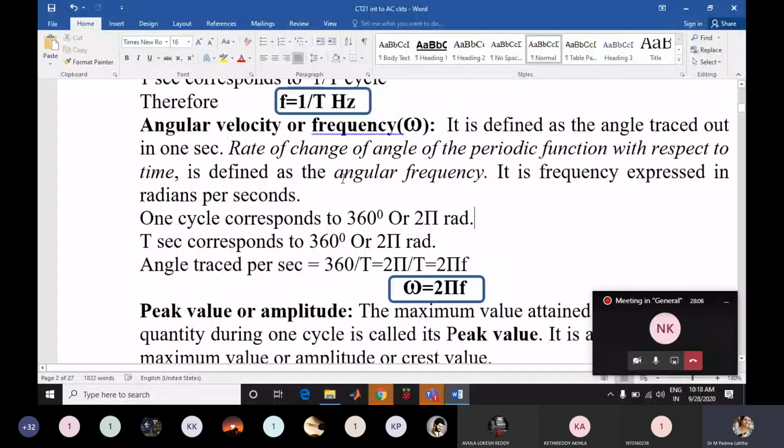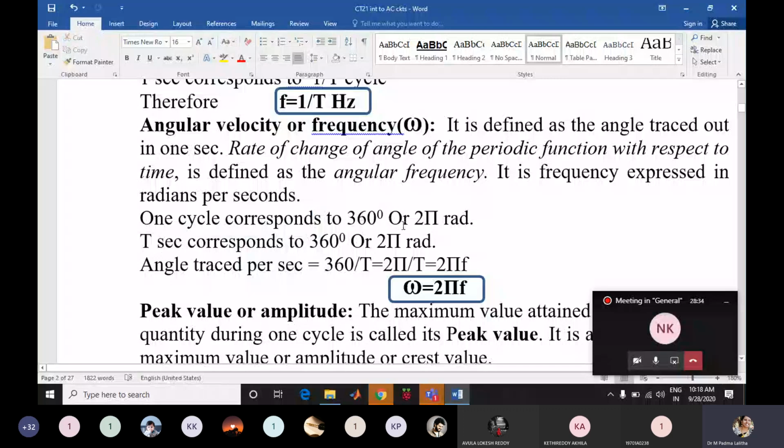For the sinusoidal waveform, we know that one cycle corresponds to 360 degrees or 2 pi radians. But how much time does one cycle take? 2 seconds. The time period, that is 2 seconds, corresponds to 360 degrees or 2 pi radians.